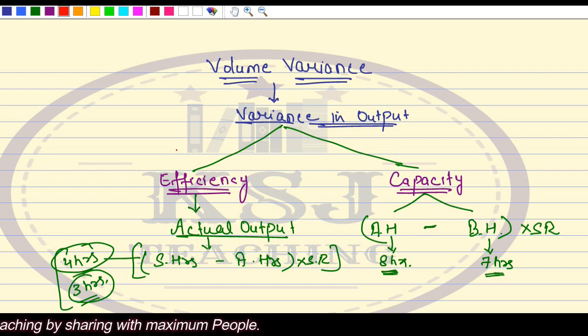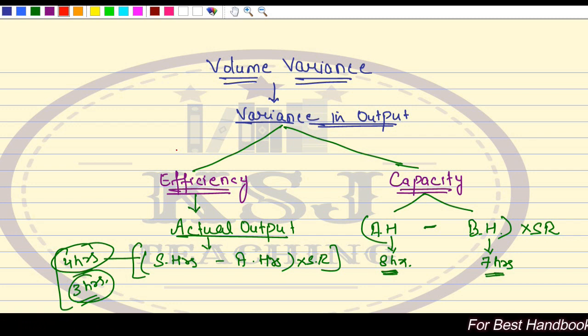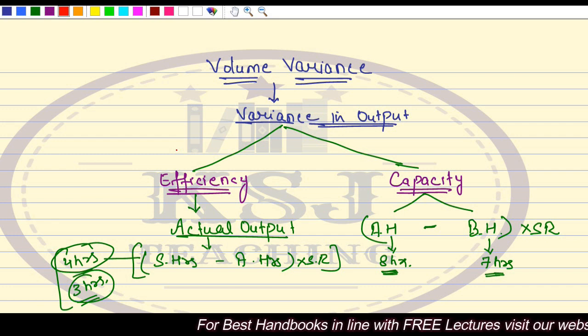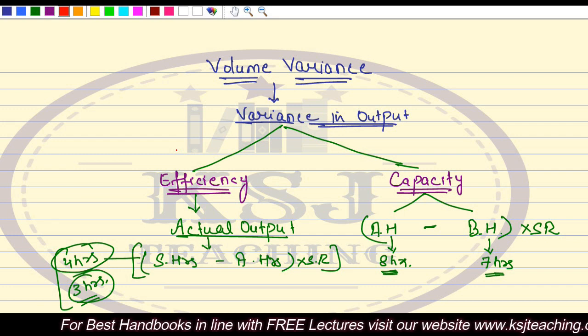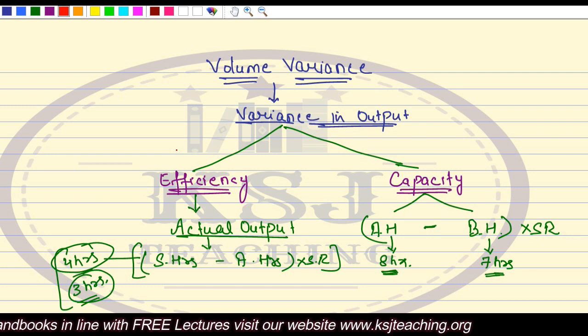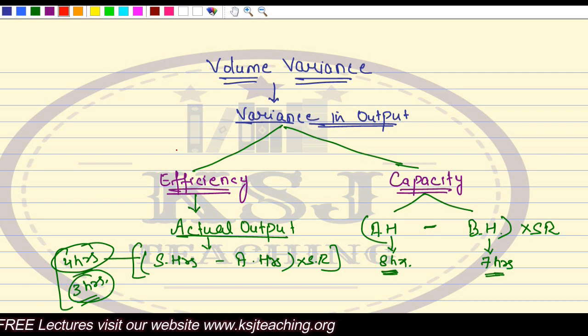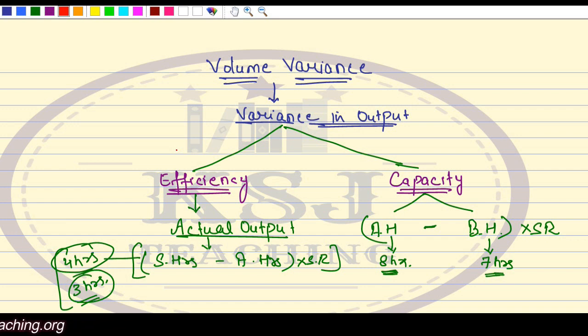Capacity is something you planned for. According to us, the worker's capacity is working for 7 hours, but he is actually working for 8 hours, right? So he has more capacity than what we thought of. That is capacity. Efficiency is that for a particular output that has been achieved, what is the standard hours for that output and what is the actual hours taken for that output, right? That shows the efficiency.